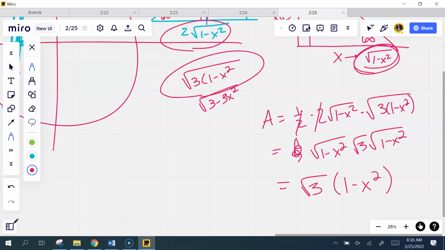Remember, you're just looking for area. We're not even integrating now. We're just looking for the area formula. The area was 1/2 square root of 1 minus x squared, square root of 3. Yes.